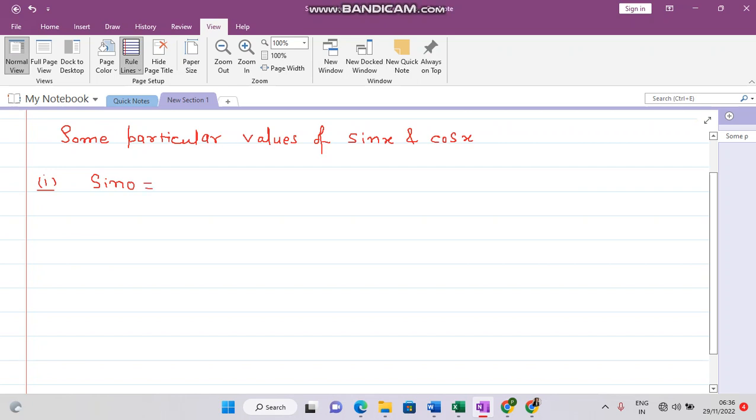That's sin 0, sin pi, sin 2 pi, sin n pi, and sin 2n pi. All these values are equal to 0. So the main values are sin 0, sin 2 pi, sin n pi, and sin 2n pi. All these values are equal to 0.